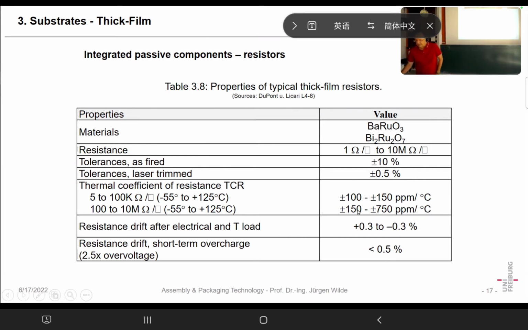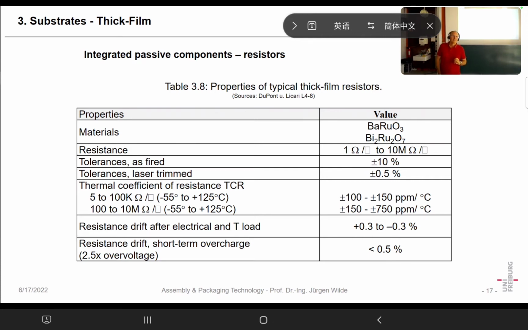And there are, yes, the question is, what is a property required for a resistor in an electronic circuit? What's the most important property of a resistor? That's one, but not the most important. The first most important property is it must be precise. It must have the value it is specified for.